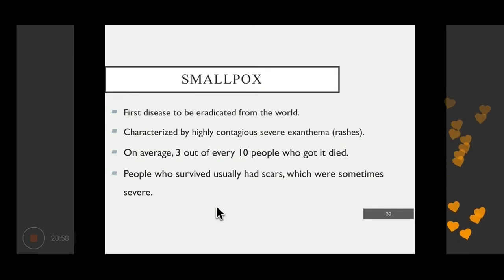Talking about smallpox, as you all know, smallpox was the first disease that has been eradicated from the world, and it used to be fatal. Out of around 10 people who contracted the disease, many of them died. Those who survived had very disfiguring scars, mainly on the face. So this was a severe disease that disfigured people, and it also led to the death of many people.